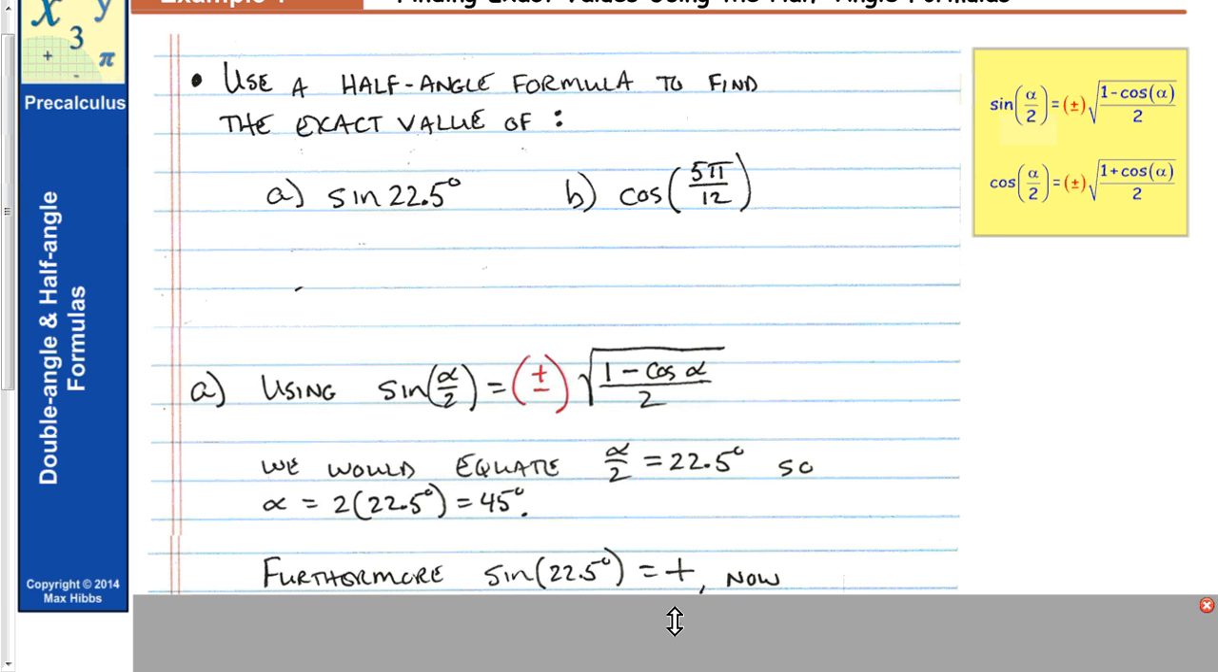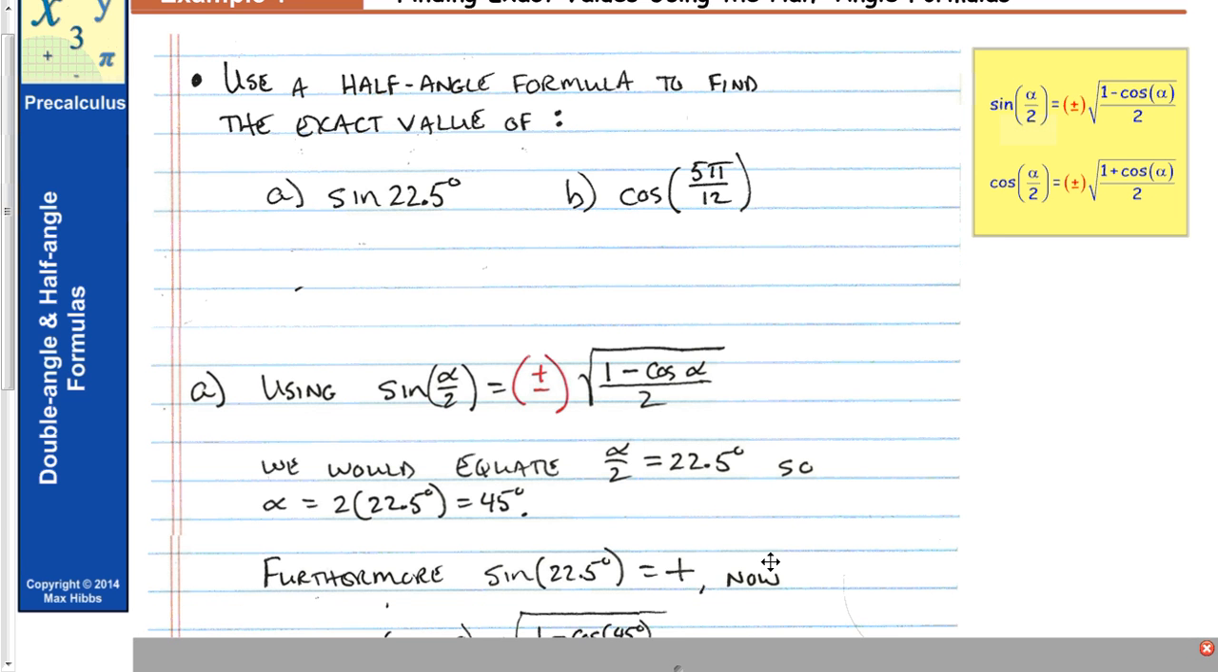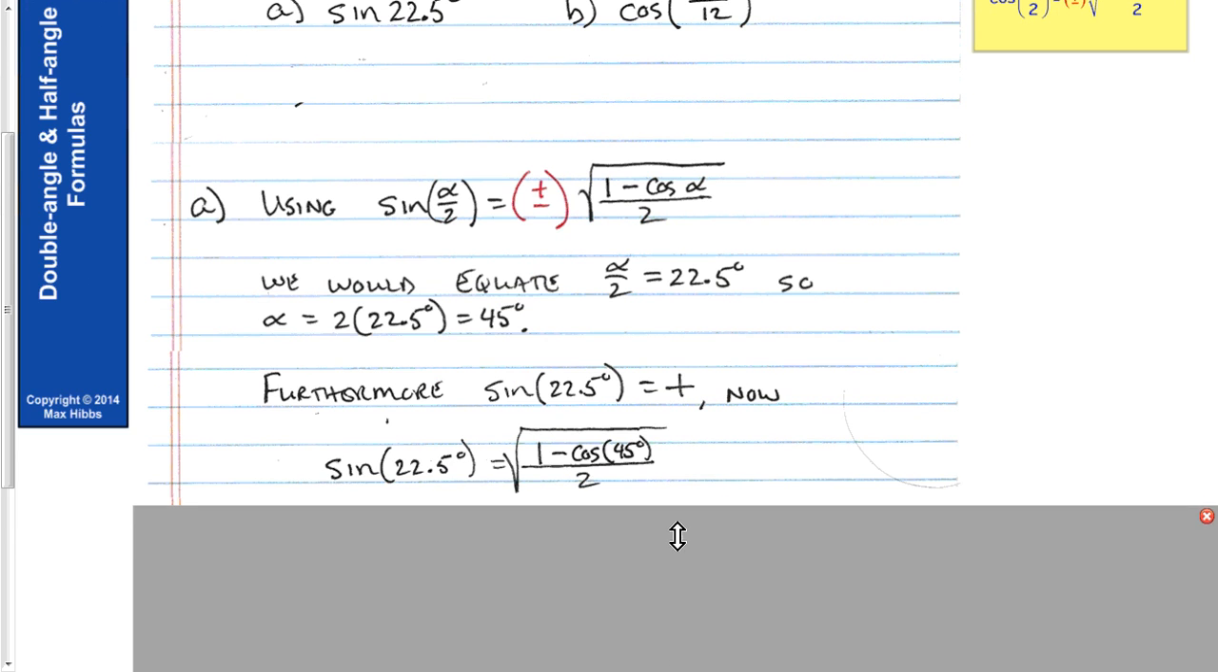Now, here's something else we know. We've got to decide whether to use a plus or a minus. Since here we're going to have the sine of 22.5 degrees, and 22.5 degrees is in the first quadrant, we know the sine of any first quadrant angle is positive. Okay, so we have that out of the way now.